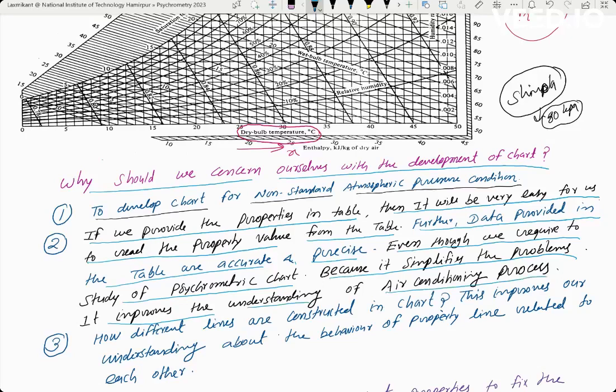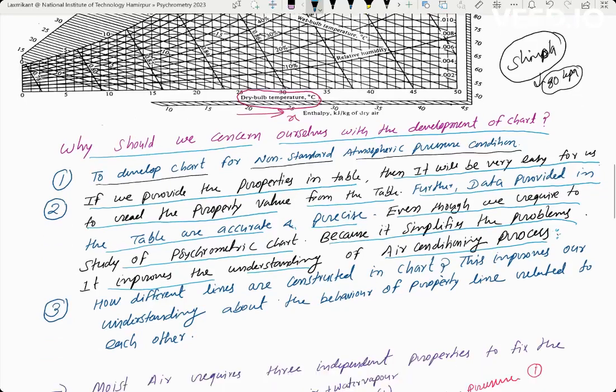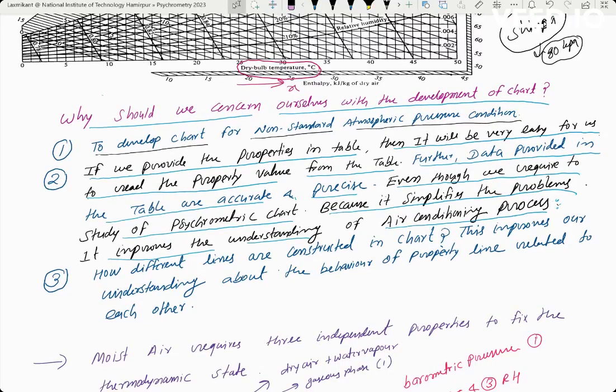From a research point of view also, this psychrometric chart is important, because the reviewer asks us to draw the psychrometric process in the psychrometric chart, because it will improve our understanding of the air conditioning process.